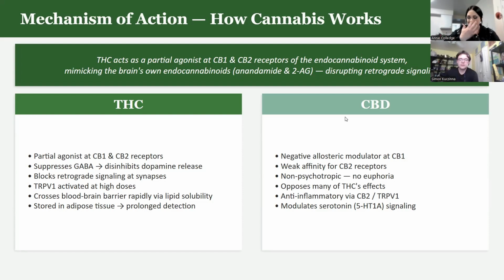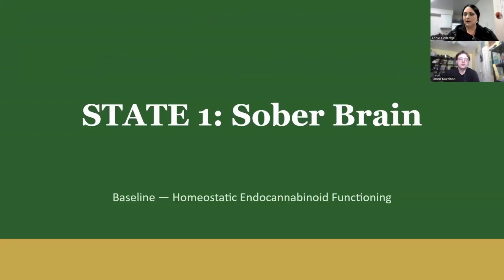THC mimics the endocannabinoids and binds to the CB1 and CB2 receptors, but as a partial agonist. It doesn't just activate the receptor normally; it hijacks and disrupts the whole retrograde signaling system across multiple circuits simultaneously.